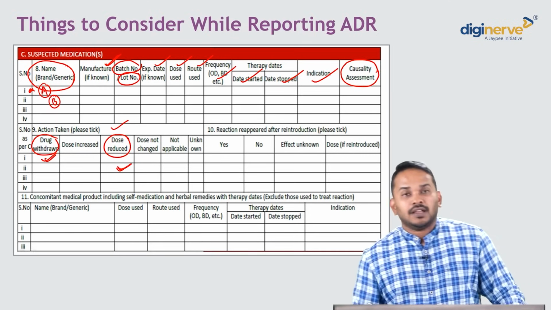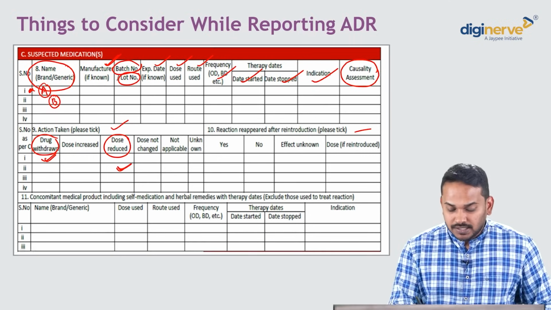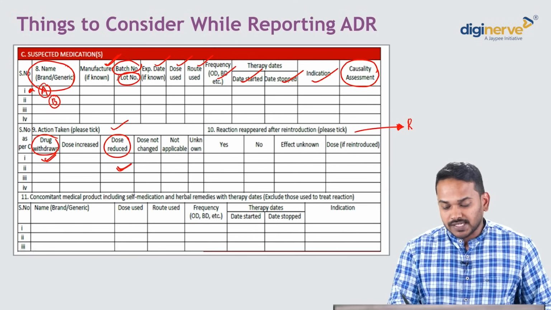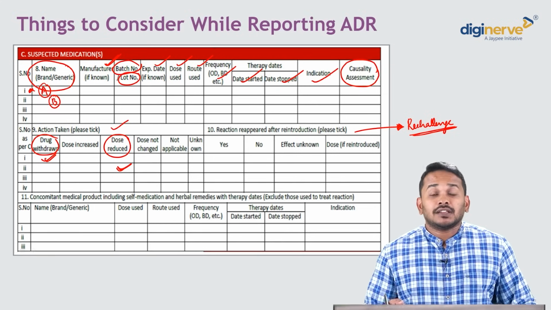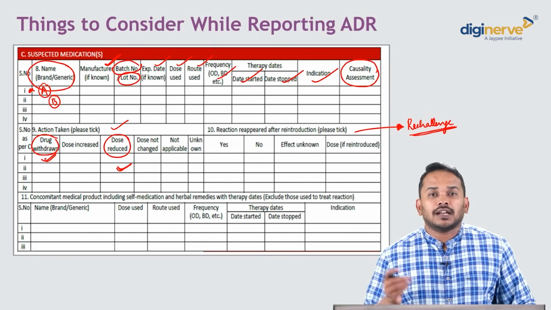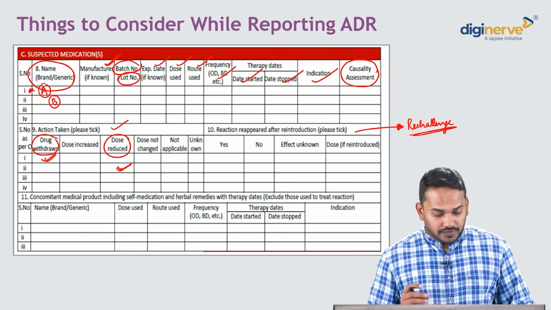Okay. And the next part is whether the reaction reappeared after reintroduction. This is known as re-challenge. This is not usually done if the adverse drug reaction is lethal or serious. So, if by any chance the patient stopped the medication and started the medication again, you have to check whether the adverse drug reaction started after reintroduction of the drug.